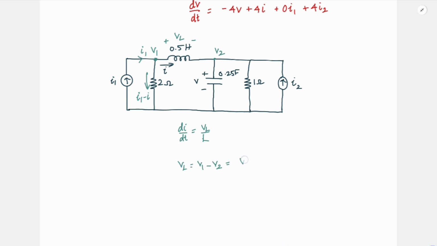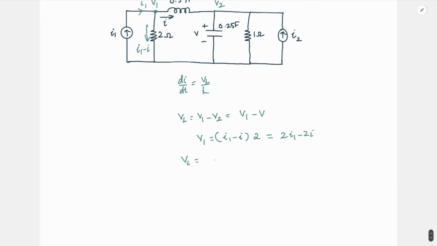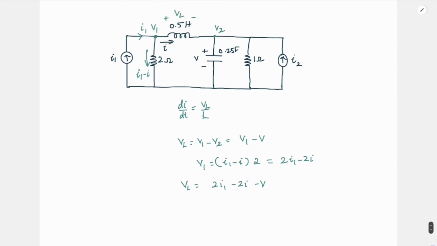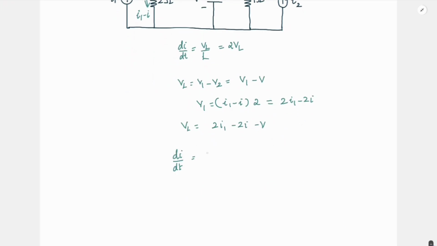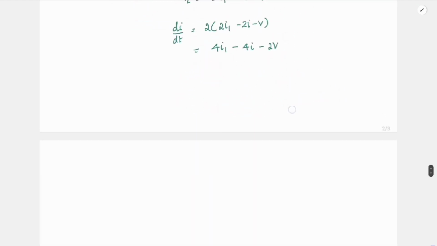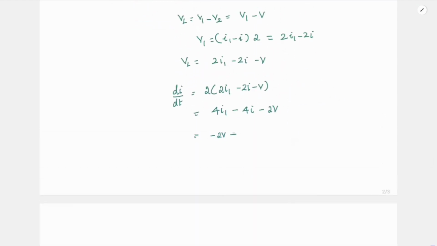V2 we already know, which is equal to V. So V1 minus V. And V1 is nothing but I1 minus I into 2 ohms, right? So it is 2I1 minus 2I. So your VL is equal to 2I1 minus 2I minus V. So now let us put it back here. And here L is equal to 0.5, so this is equal to 2VL. So your di by dt is equal to 2 into 2I1 minus 2I minus V, which is equal to 4I1 minus 4I minus 2V. So if you rearrange, what will you get? Minus 2V minus 4I plus 4I1 minus 0I2.